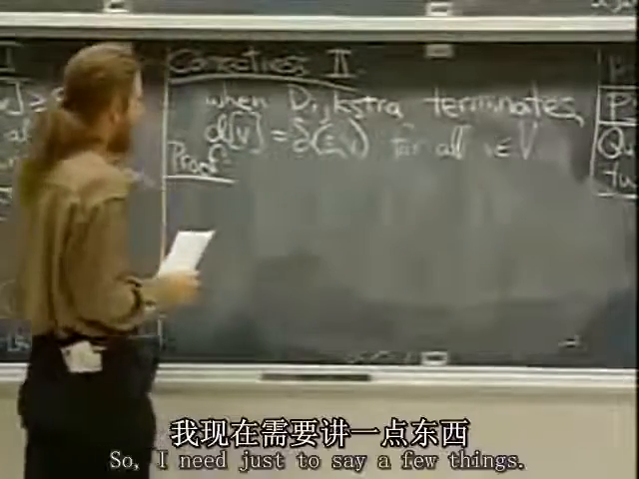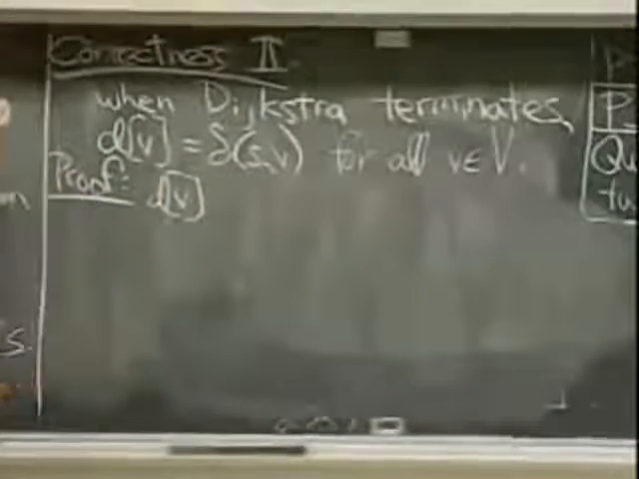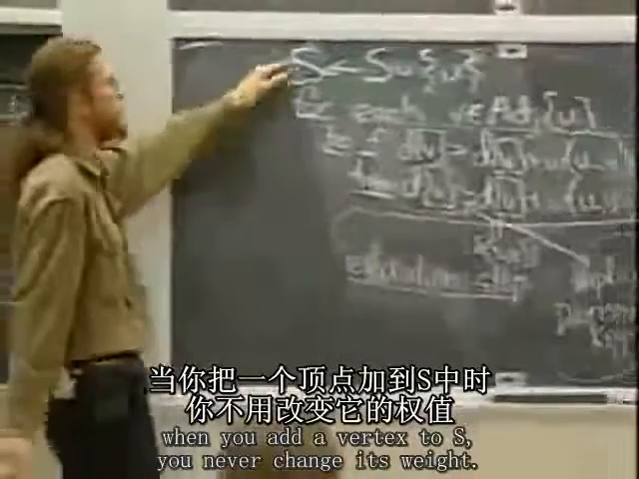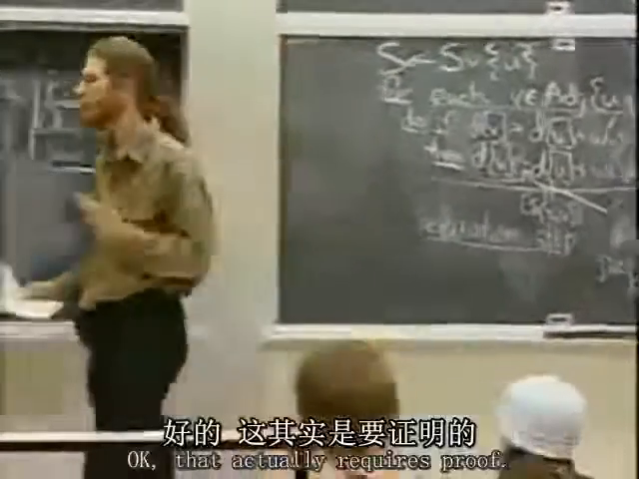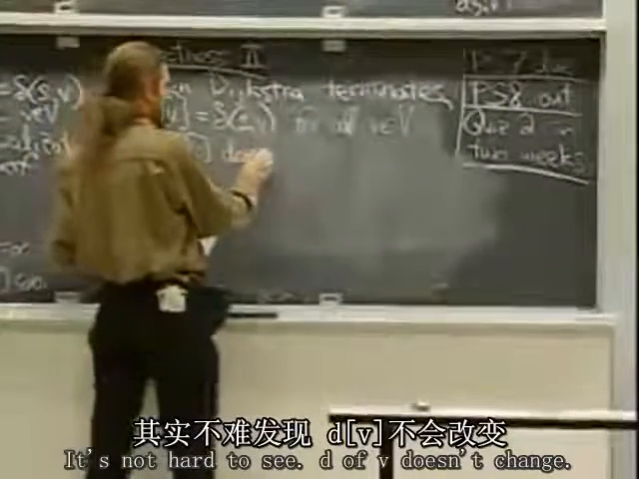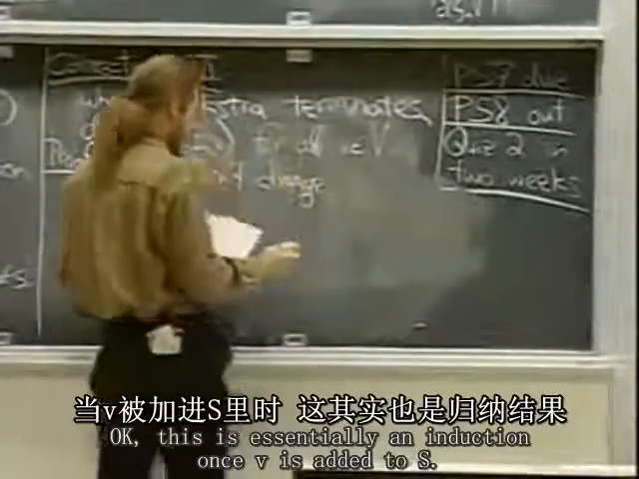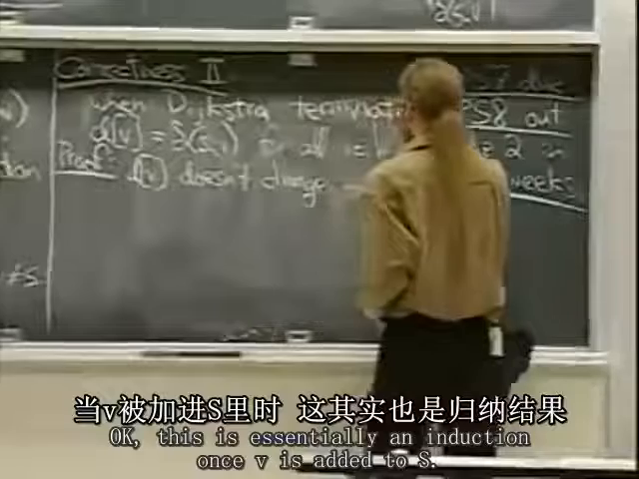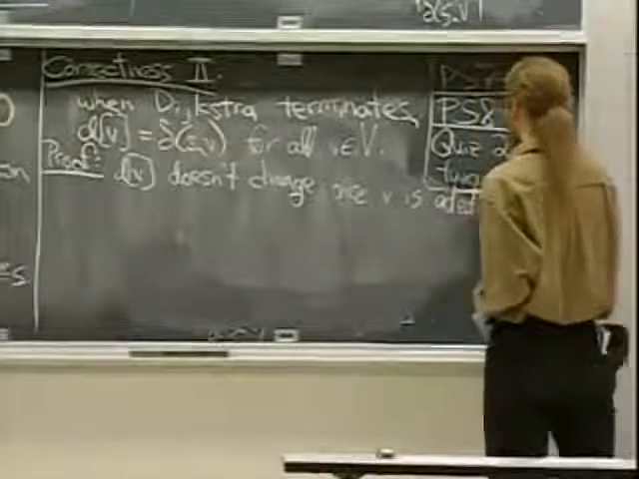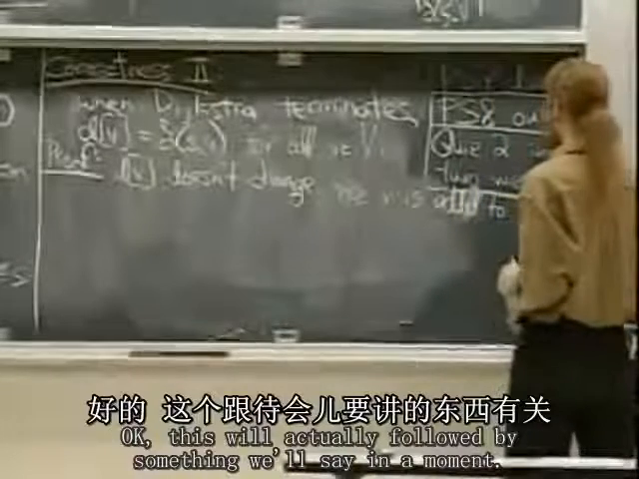So I need just to say a few things. One of the things we mentioned somewhere along the way is when you add a vertex to S, you never change its weight. That actually requires some proof. I'm just going to state it here. It's not hard to see. d of v doesn't change once v is added to S. This is essentially an induction.